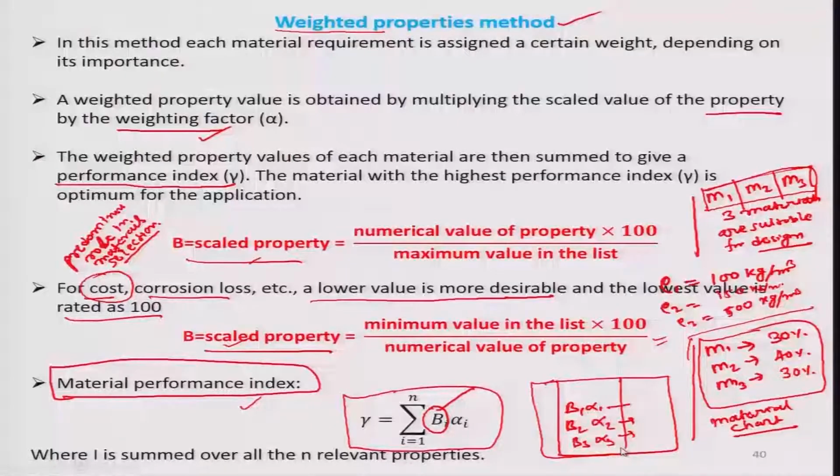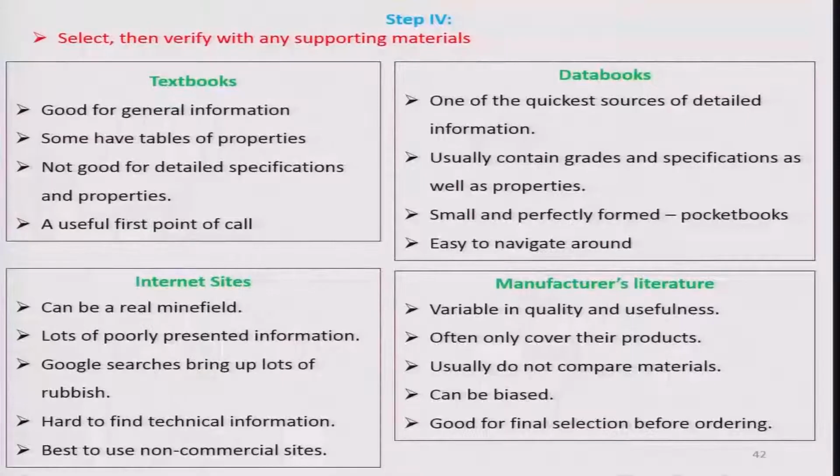That is the weighted properties method. For simplification we consider only 3 materials, but in actual practice you will get around 10 to 50 materials which are suitable for your design. At that moment these calculations are very time consuming. So, for this purpose you can take help from specific software and computers, so that you can find out the most appropriate material for your design. That is the ranking method.